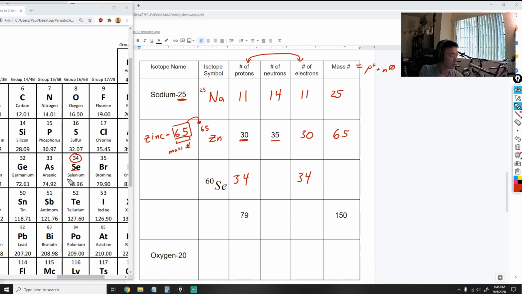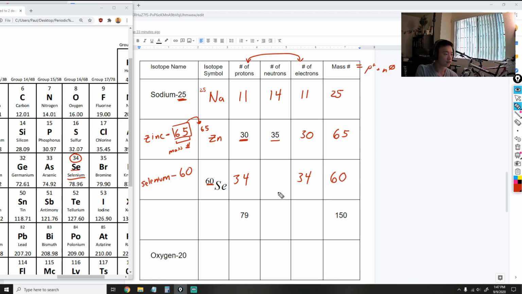The name of the element is selenium. So we're going to write selenium. And remember, the number on the top left right here is the mass number. So we're going to do selenium dash 60. And since we know the mass number, it's going to be 60.